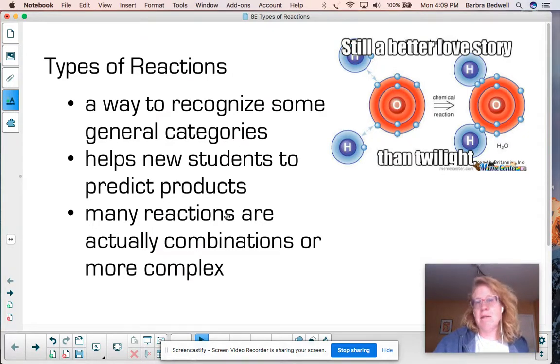And this is something that you can do to help you balance equations, really helps you predict products, which is something we'll end up doing a little bit more in the second semester. And it's just one of those kind of chemistry things that you should be able to do.